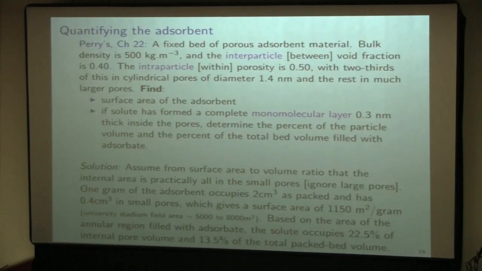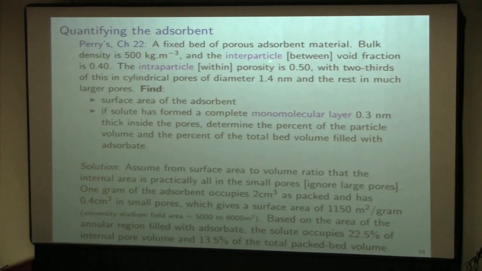Okay, so here's an example. Don't worry about all the words in there. It's excessive, but the main point here is to illustrate a few new terms that we need to understand, and also to illustrate how large the surface area is of these adsorbents. So here's an example from Perry's. If you take a porous material, its bulk density is in the order of 500 kilograms per meter cubed. So that's referring to the activated carbon or the silica or the alumina. That adsorbent has a moderate density.